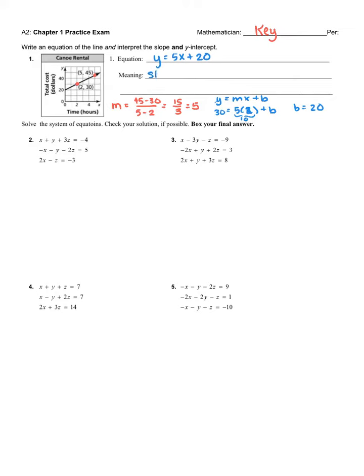Now the meaning, you have to look at the actual label. So this is all about renting a canoe, and we're looking at the cost over the amount of time. So the slope represents $5 per hour to rent the canoe. And the $20, which is our y-intercept, you can call that sort of like a base fee, like a service fee. All right, so that's the first problem.